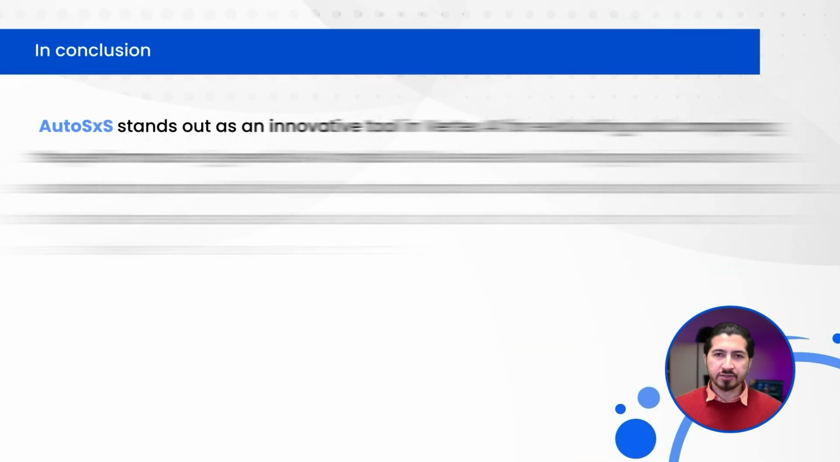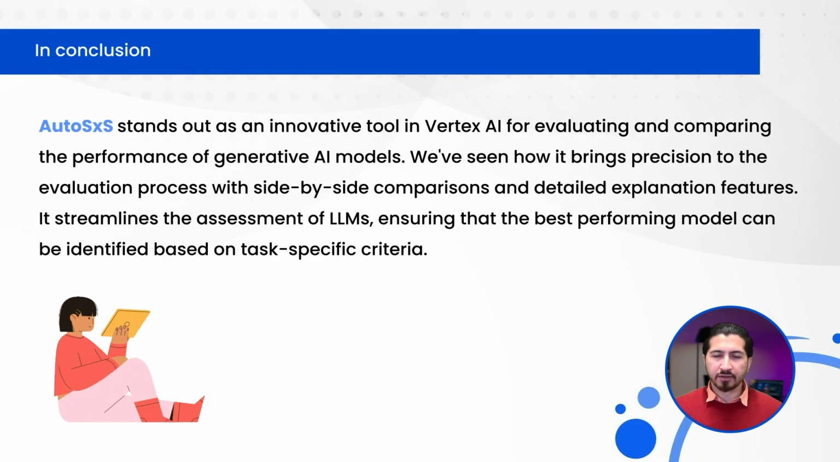In conclusion, auto side-by-side stands out as an innovative tool in Vertex AI for evaluating and comparing the performance of generative AI models. We've seen how it brings precision to the evaluation process with side-by-side comparisons and detailed explanation features. It streamlines the assessment of LLMs, ensuring that the best performing model can be identified based on task-specific criteria.